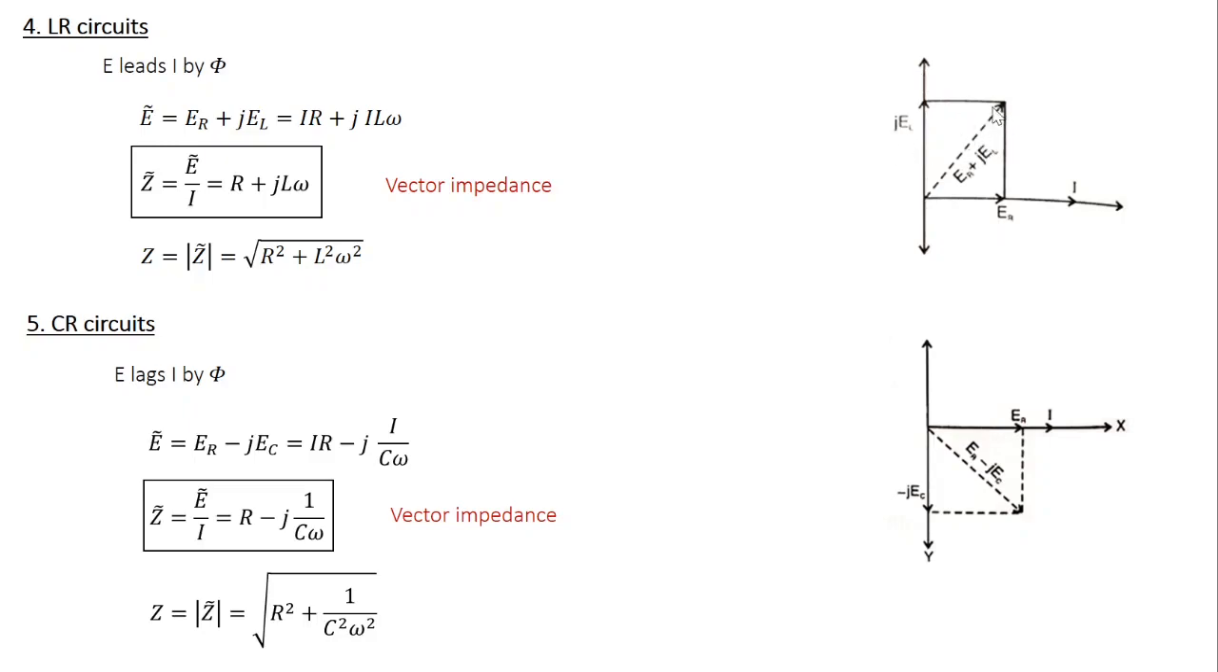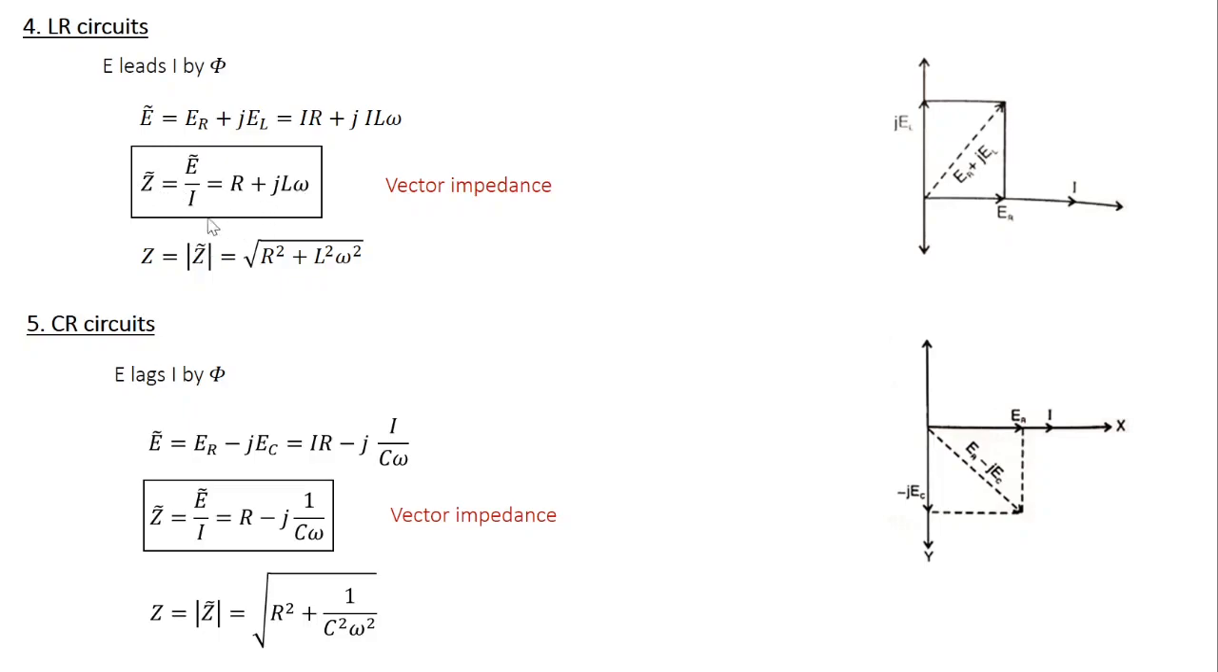Now what is the total voltage? This is nothing but a vector sum of ER and JEL. So I can write complex voltage E equal to ER plus JEL, or in terms of the current I can write this as IR plus J into IL omega. And the complex vector impedance is nothing but the complex voltage divided by current, which is R plus JL omega.